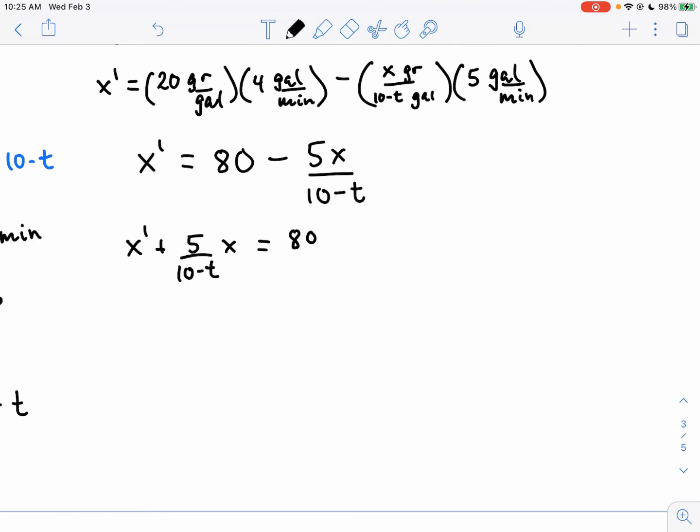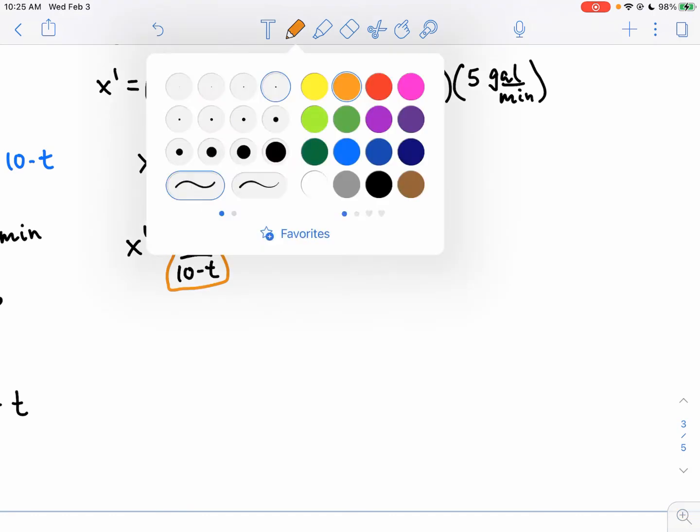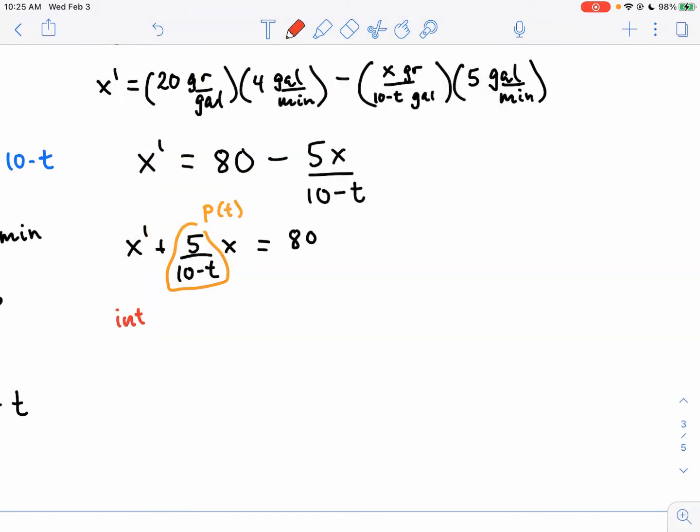So this is our basic structure for setting up the integrating factor technique. The function of t that's in front of the x is our p of t. And the integrating factor that we want to create will always be e raised to the antiderivative of that p of t function.